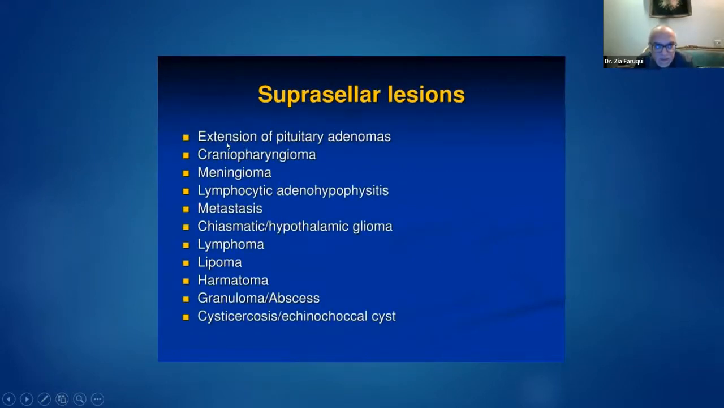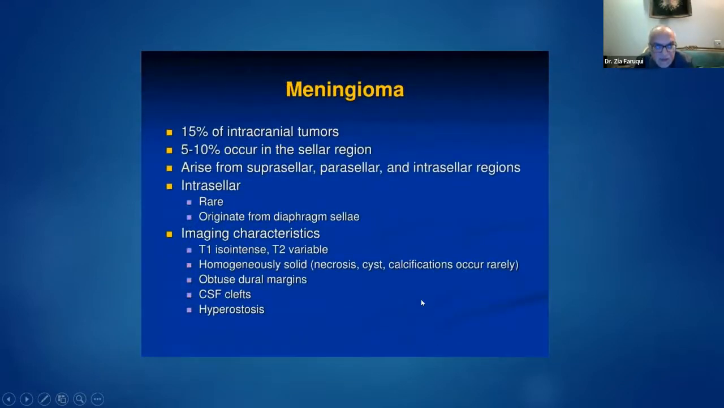Suprasellar lesions, the most common suprasellar lesions remain extension of pituitary adenomas. So these will start from the pituitary and extend upwards. Craniopharyngiomas, meningiomas, and then we have unusual stuff, which we'll talk about later. And then we have the hamartomas and other lesions which are related to the hypothalamus. So again, we'll go through some of these.